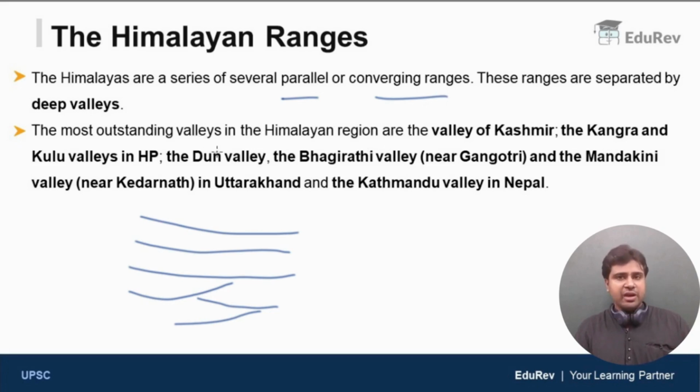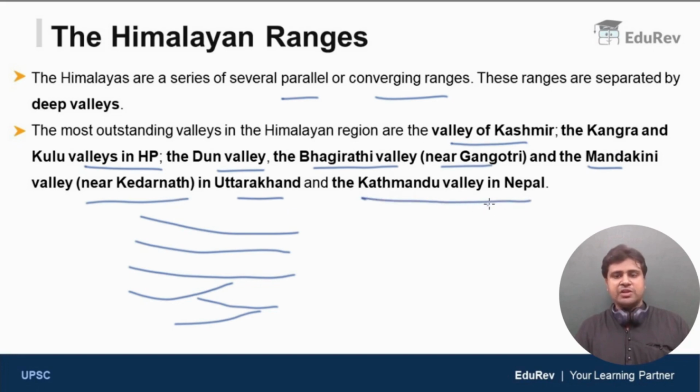The most outstanding valleys, that means very large and significant valleys in the Himalayan region, are the Valley of Kashmir, which we are going to discuss, the Kangra and Kulu valleys in Himachal Pradesh, very famous tourist spots. In Uttarakhand, we have the Doon Valley, the Bhagirathi Valley near Gangotri, and the Mandakini Valley near Kedarnath, and the Kathmandu Valley in Nepal. So these are the most important and significant valleys.